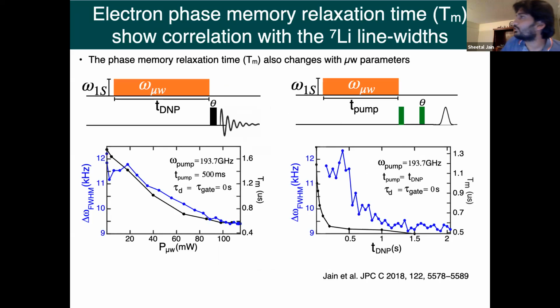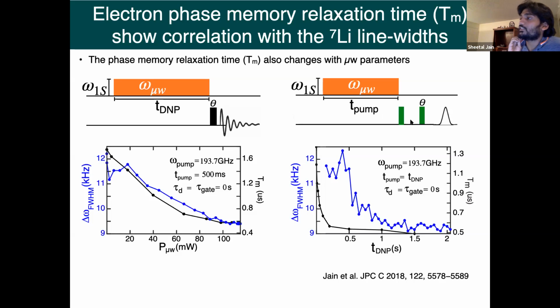Really good questions. First, the TM: normally when we record TM, we don't need this pump pulse. It's basically two pulses, and you record the echo and vary the delay. So it's basically T2. But we call it TM because in electron spin dynamics there are a lot of factors that influence it. It's a terminology used in EPR, but it's very close to the T2 we see in NMR.